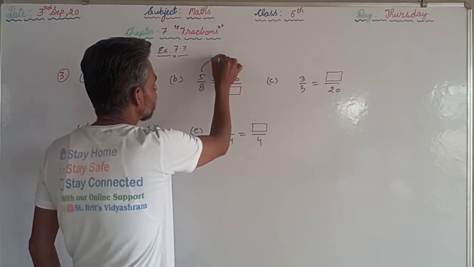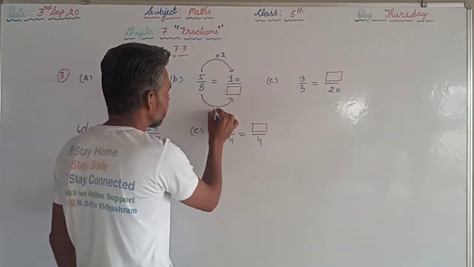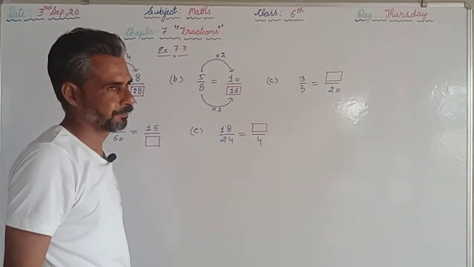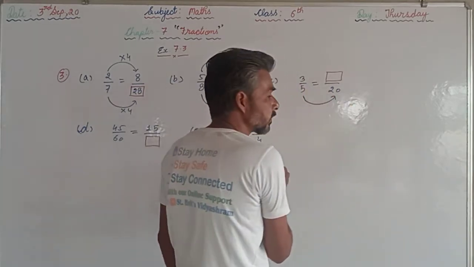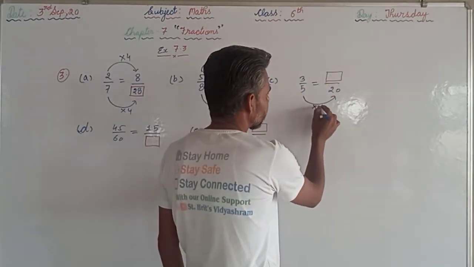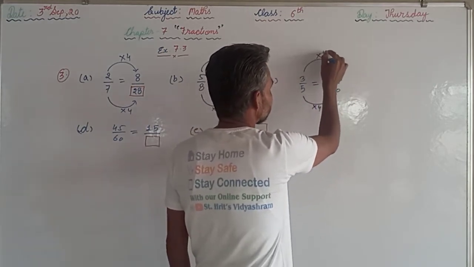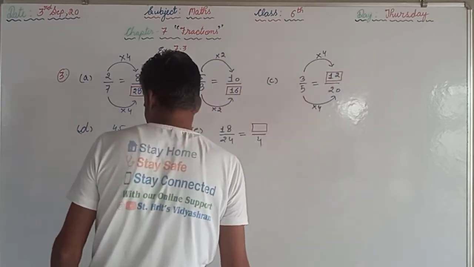Here 5 is multiplied by 2 to get 10, 5 twos are 10. So 8 should also be multiplied by 2, 8 twos are 16. Here 5 is to be multiplied by 4, 5 fours are 20. So 3 will also be multiplied by 4, 3 fours are 12.